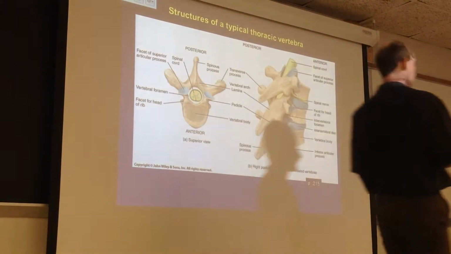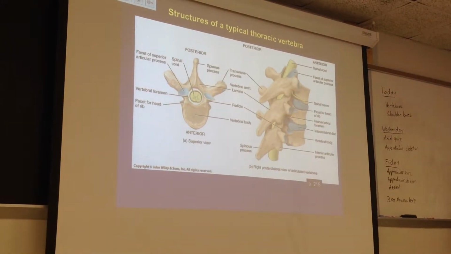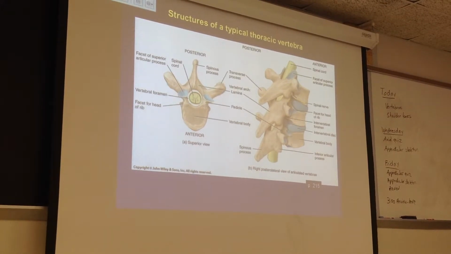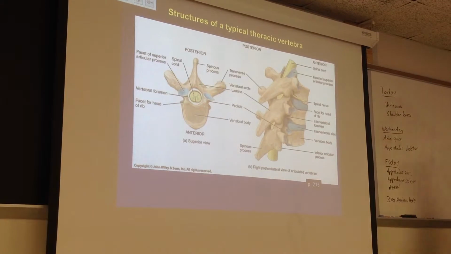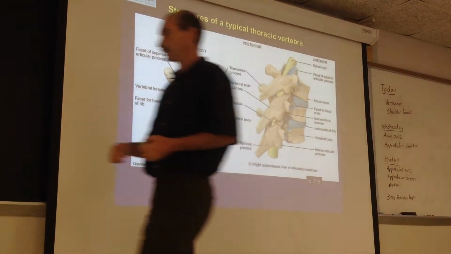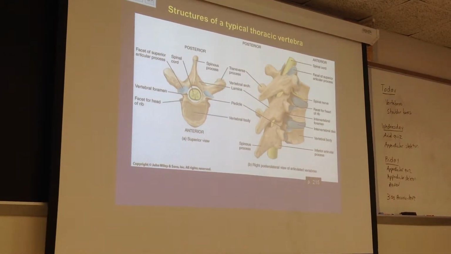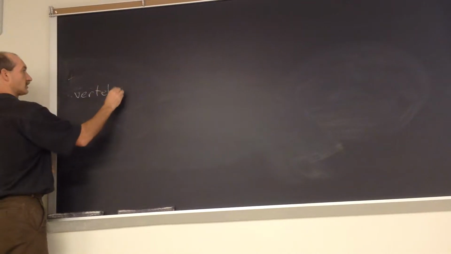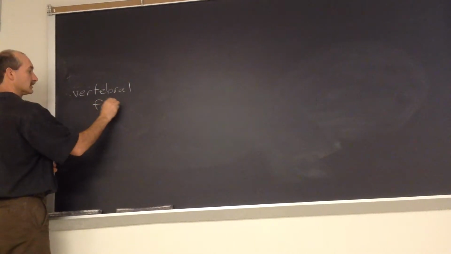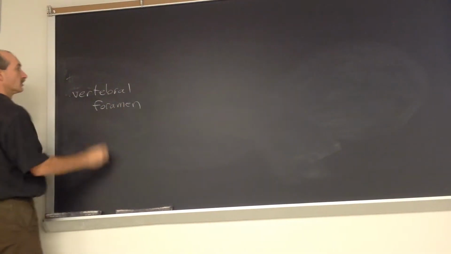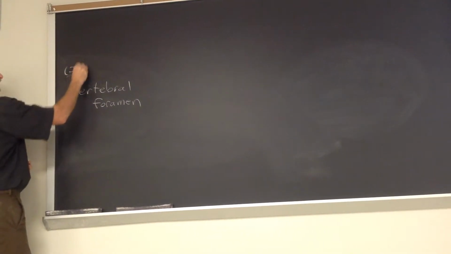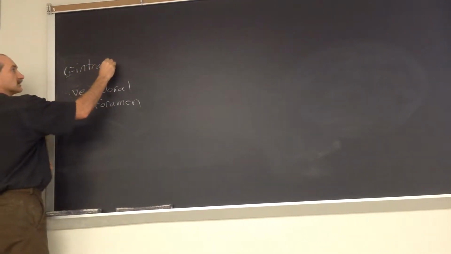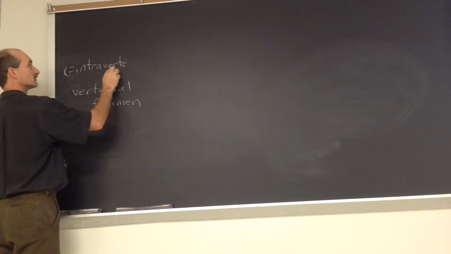So thinking about different structures that you have to know on a specific vertebra. Pick up something here in case I need this to kind of point out some items. We're going to learn some different parts of a vertebra. And our first part is going to be what's called a vertebral foramen. We can also call that intravertebral. Not inter, but intravertebral.